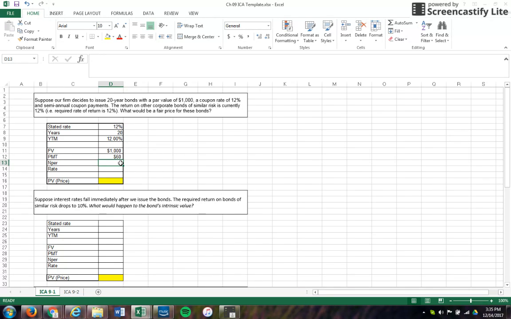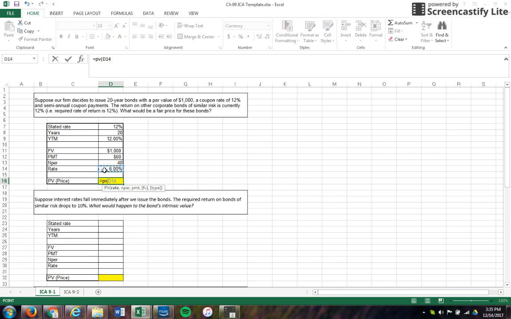Number of periods on this bond, number of years times the number of compounding periods. So it's 2 compounding periods per year. So there's 40 periods on this. And the rate is the other thing that we have to adjust. Since it's an annual rate of 12%, we're going to divide that by the number of compounding periods per year to give us 6%. Now that we have that, we can run a present value analysis, a present value function.